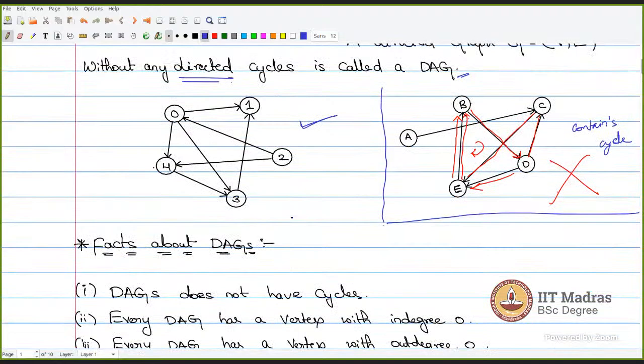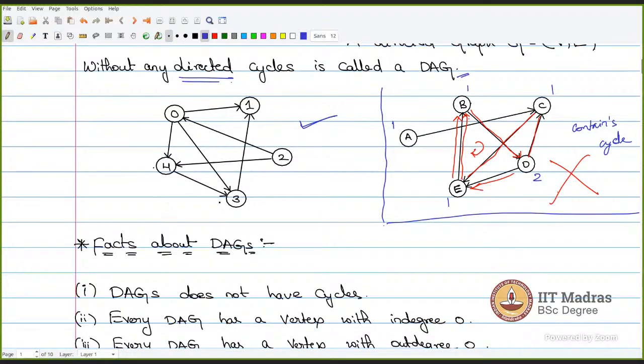You see, in the second case, if you compute the out-degrees, this is 1, this is 1, out-degree of E is 1, out-degree of D is 2. So you can see here there is no vertex with out-degree 0. So you can straight away conclude this is not a DAG.